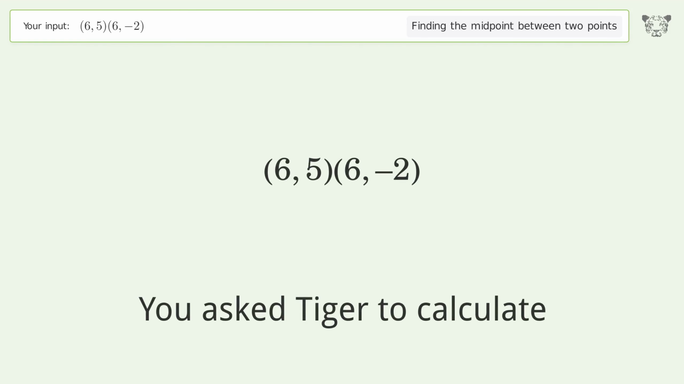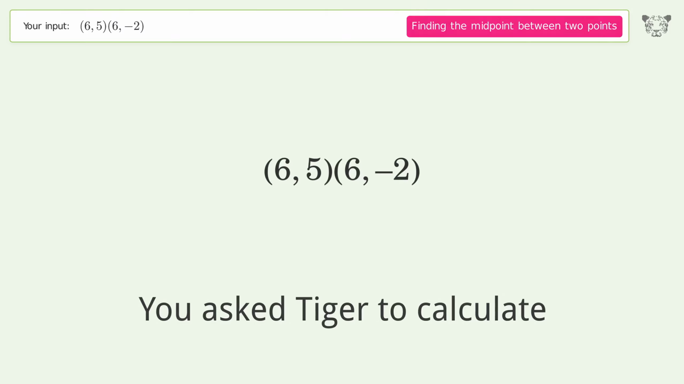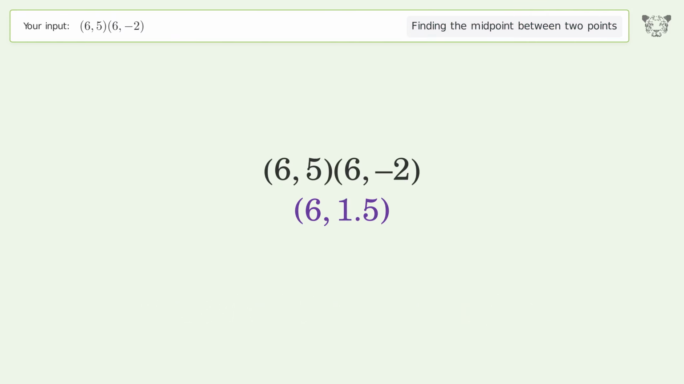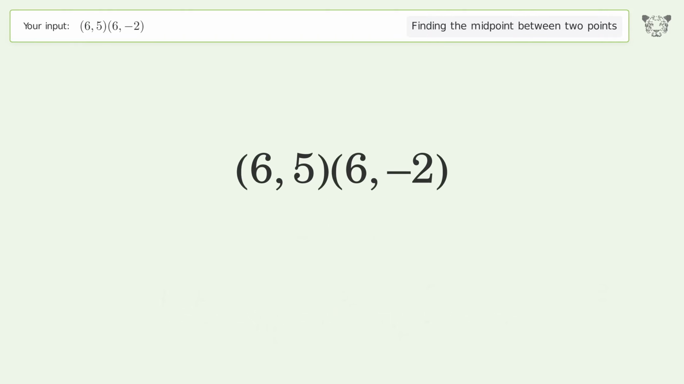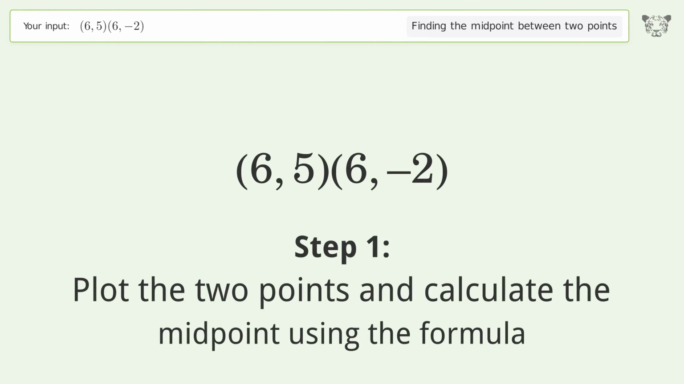You ask Tiger to calculate. This deals with finding the midpoint between 2 points. The midpoint between the 2 points is 6, 1.5. Let's solve it step by step. Plot the 2 points and calculate the midpoint using the formula.